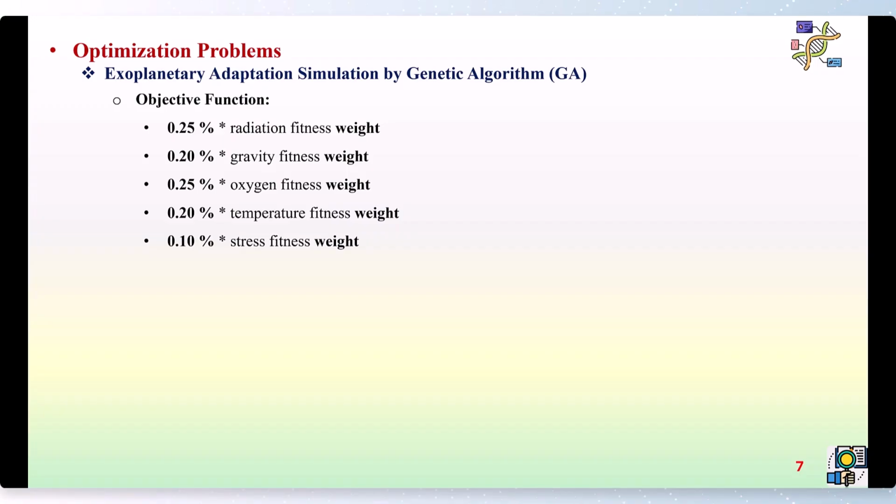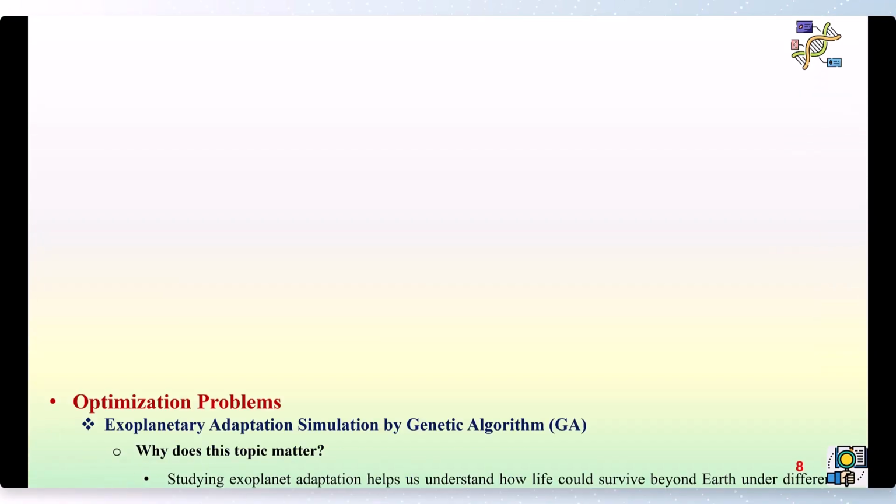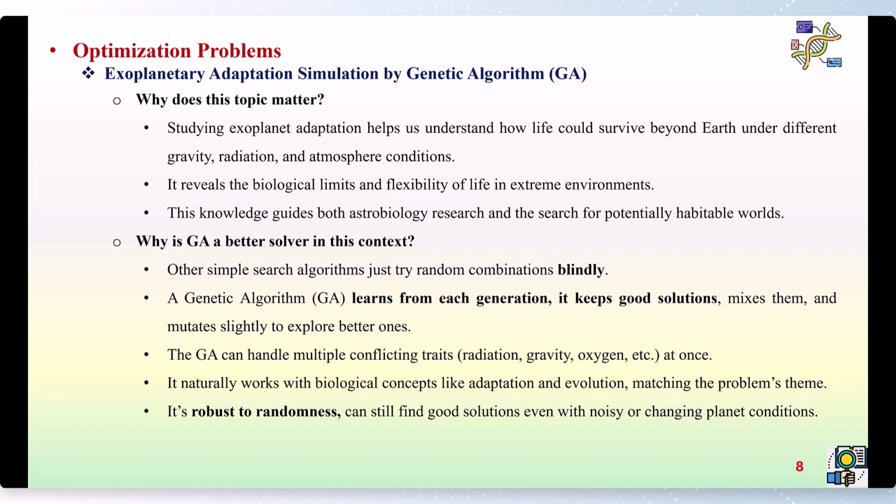So in general, why does this topic matter? Studying exoplanet adaptation helps us to understand how life could survive beyond Earth under different gravity, radiation, and atmosphere conditions. It reveals the biological limits and flexibility of life in extreme environments. This knowledge guides both astrobiology research and the search for potentially habitable worlds.